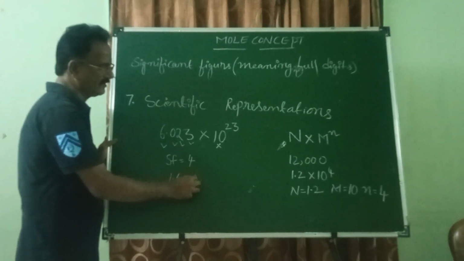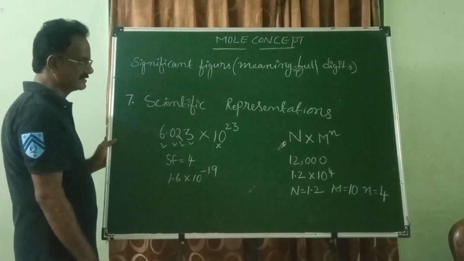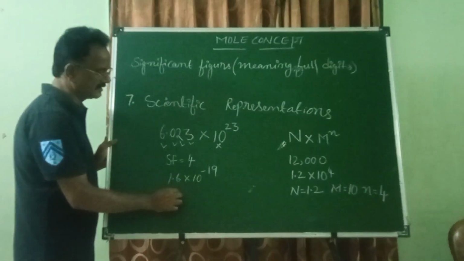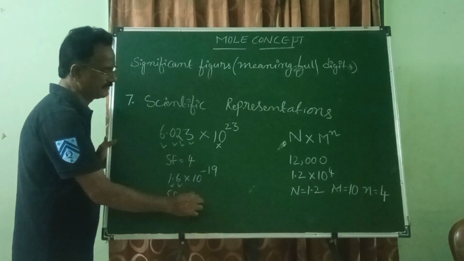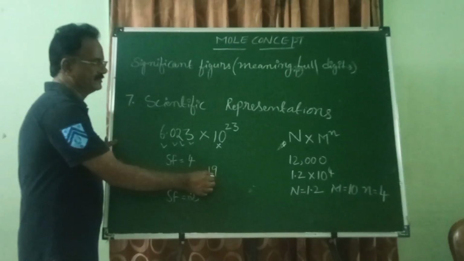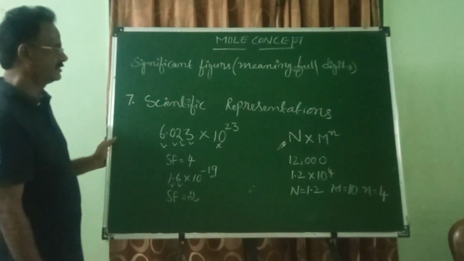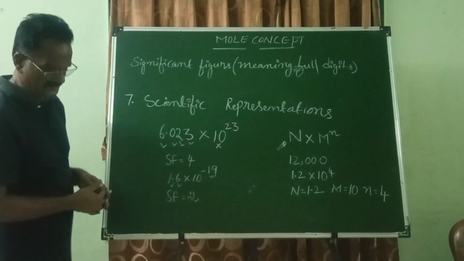Let us see another one: 1.6 into 10 to the power of minus 19. How many significant figures are there? Significant figures here are 2 only. You need not worry about this. Is it clear? So that is about significant figures present in scientific representations.